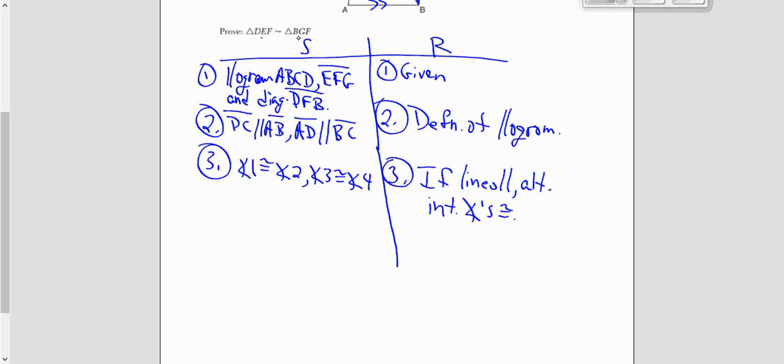Angle-angle, right there. So triangle DEF similar, don't write the congruent sign here, triangle BGF, by angle-angle. Not too crazy. You got some sense of how proofs go from before. We're just now changing it from congruent triangles to similar.